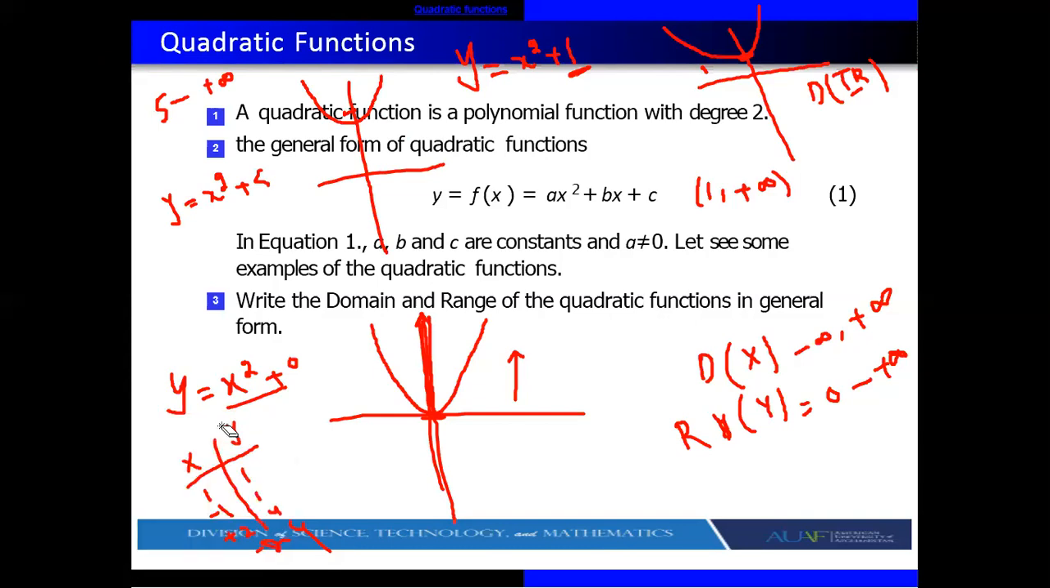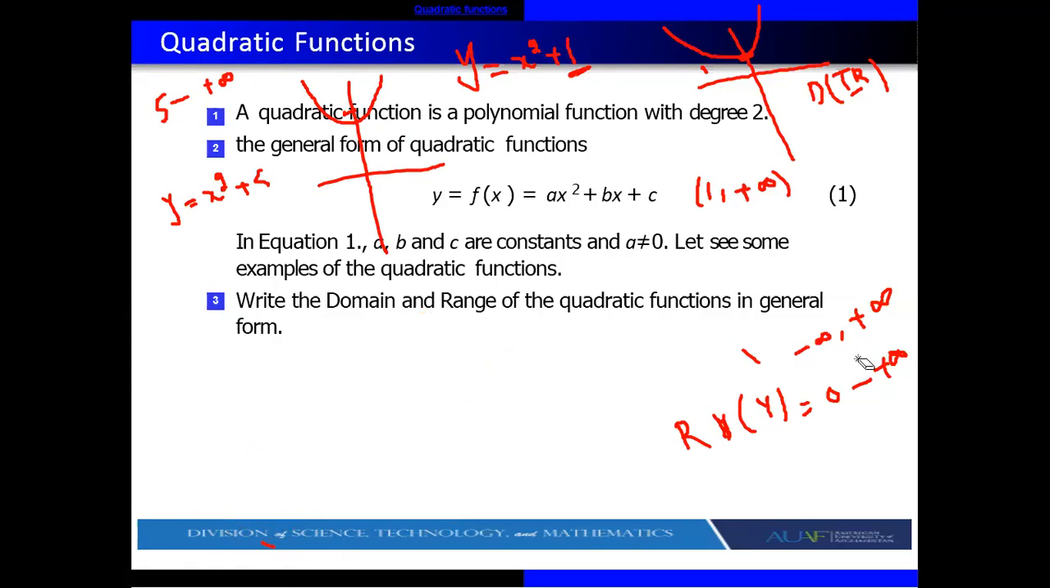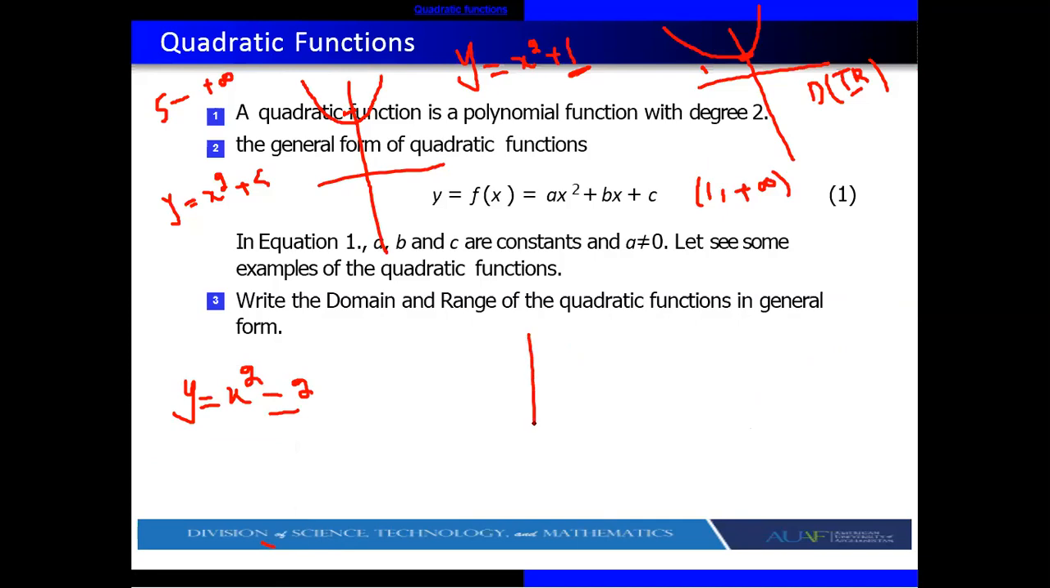For example, if we have negative values, let me give another example. For example, y is equal to x square minus 2. So you can see we have minus. So what will be the graph of this function? Graph of this function will be, and it will start from minus 2, like this one.